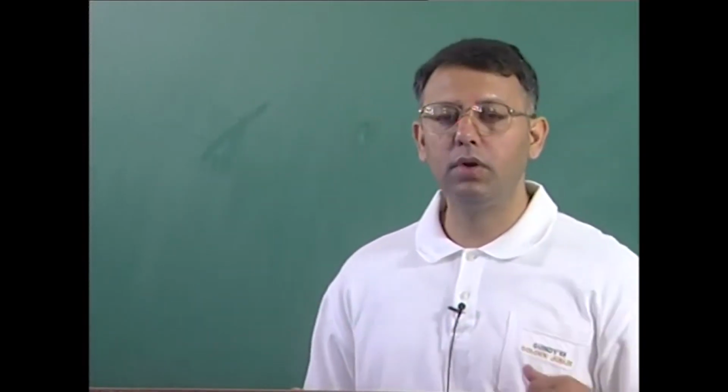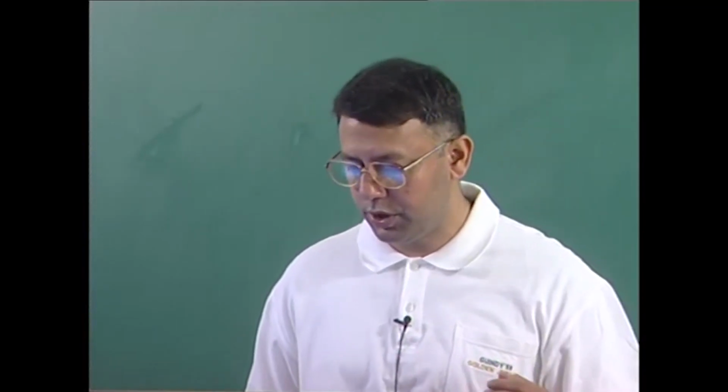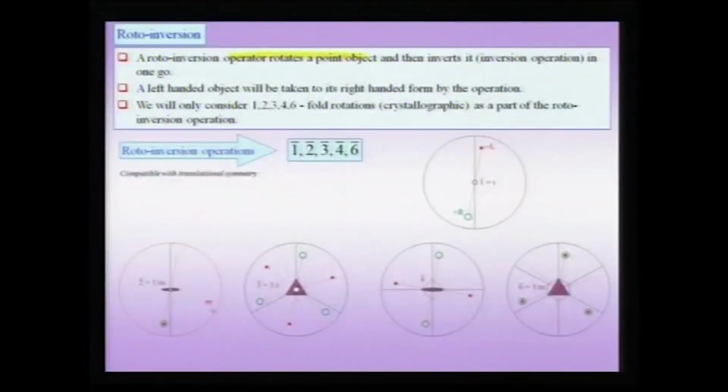So, let us talk about one compound operator, which is a roto inversion, which will clarify the position. A roto inversion operator rotates a point and then inverts it all in one go. In other words, it does not do it in steps. And as I had pointed out, it will take a left-handed object to its right-handed form, and the roto inversion operations which are compatible with translational symmetry are, like in the case of simple rotation, the 1 bar, the 2 bar, 3 bar, 4 bar and 6 bar. In other words, the symbol used to describe roto inversion is a number like the normal rotation with a bar on top, which tells us that it is actually a roto inversion operation and not merely a rotation.